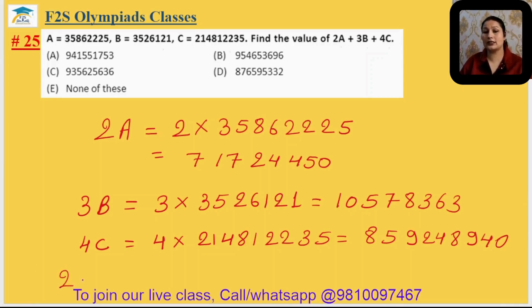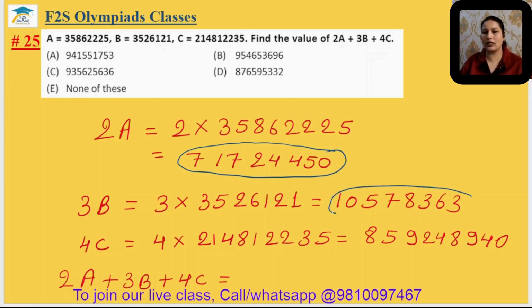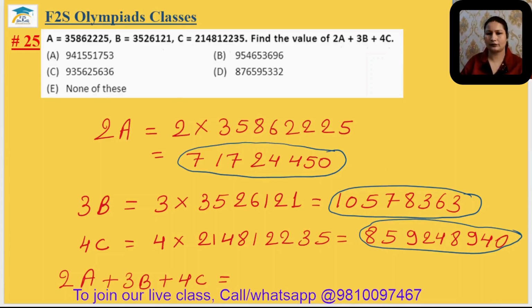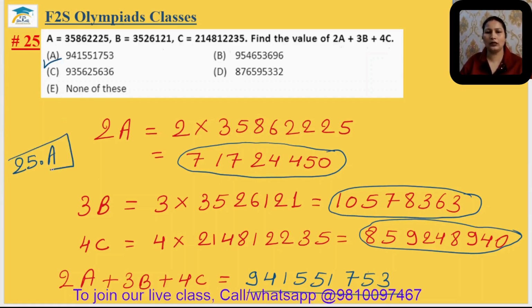Now we have to find the sum of these numbers. 2A plus 3B plus 4C. So this is your 2A, this is your 3B, and this is your 4C. If you add these three numbers, you will get 94, 15, 51, 753. Right. And this is available in option A. The 25th answer is option A.